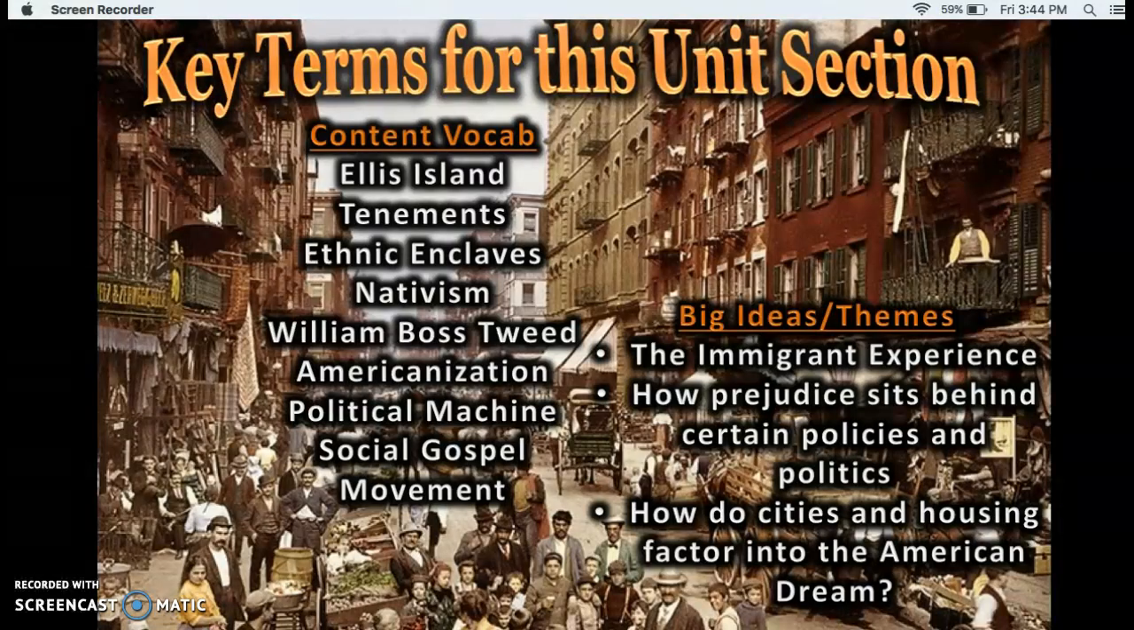So things like Ellis Island, tenements, ethnic enclaves, nativism, William Boss Tweed, Americanization, political machine, and the social gospel movement. And then I also want you to be considering, as we move through this, some big ideas and themes that we're going to connect to things that we've already talked about in history class and things that we know will be coming down the pipeline.